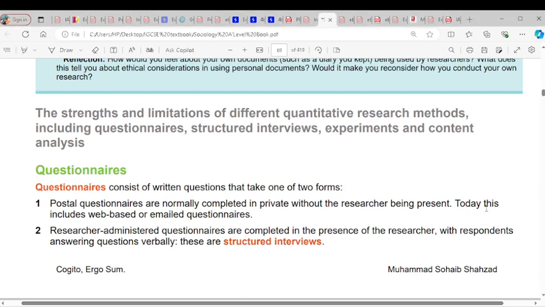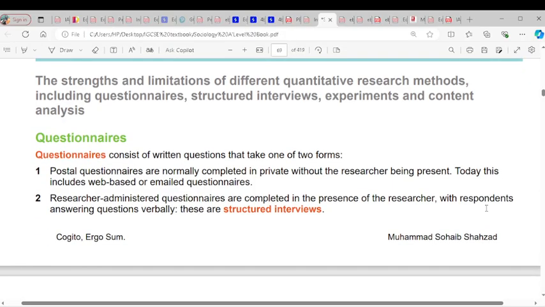Let's continue with sociology. We're going to look at the strengths and limitations of different quantitative research methods. I want to talk about quantitative research. We have questionnaires, structured interviews, experiments and content analysis. A structured interview is part of the questionnaire, but it's structured because the researcher is present with the respondent. So we're going to start with questionnaires.